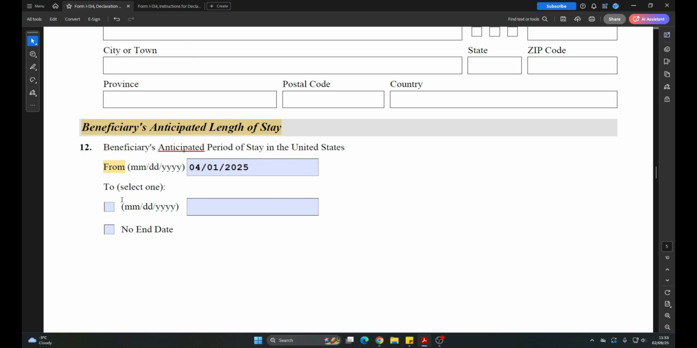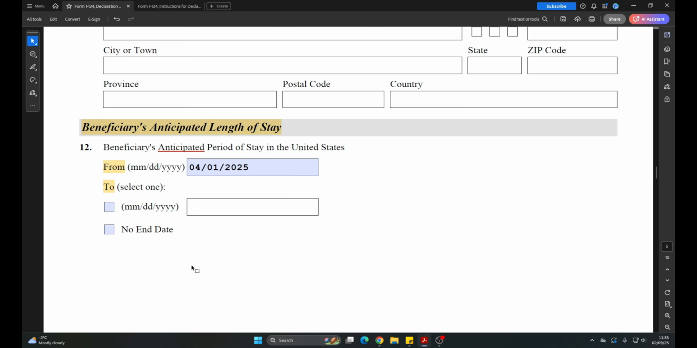And then you're going to have to answer when this beneficiary's stay will end. If you're filing this form for your fiance, then you will check the box that says no end date. The ultimate goal of your fiance is to apply for a green card after they arrive in the United States. So you can write no end date. Same would apply for beneficiaries on a diversity visa. So the green card lottery, it is anticipated that you're not going to leave the United States. You're making this your permanent home.